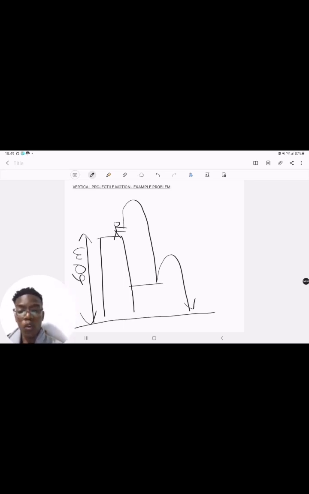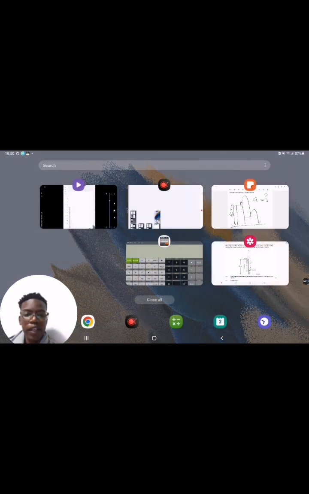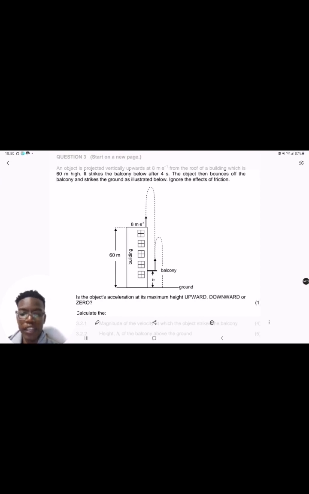So now for question 3.1, what they are asking us is about the acceleration, the sign of the acceleration, right? They want to find out about the sign of the acceleration. So what they're saying is, is the object's acceleration at its maximum height upwards, downwards, or 0?